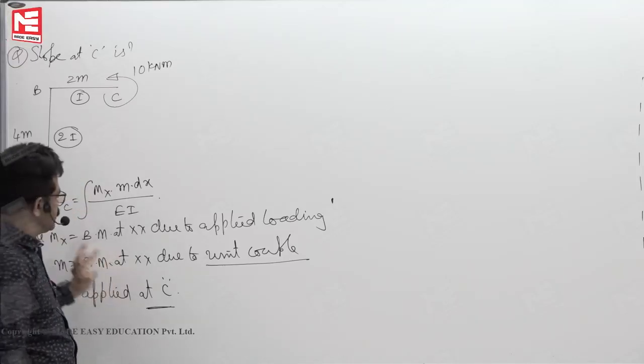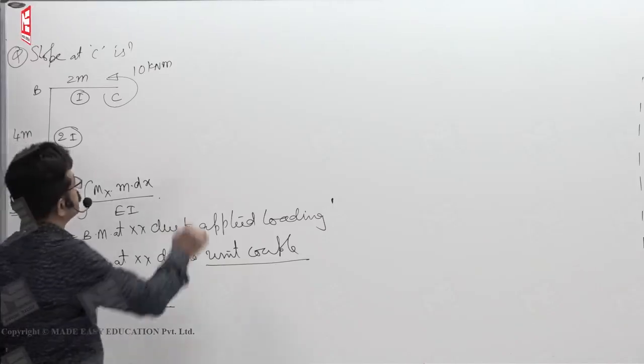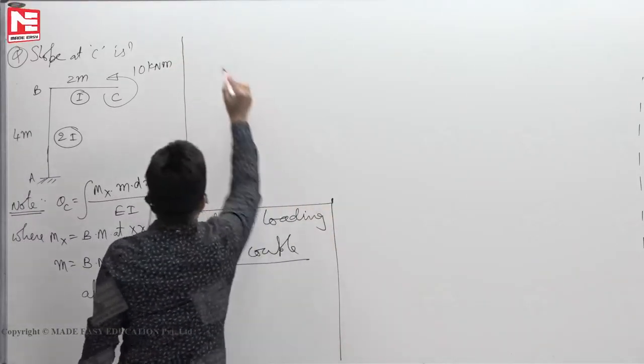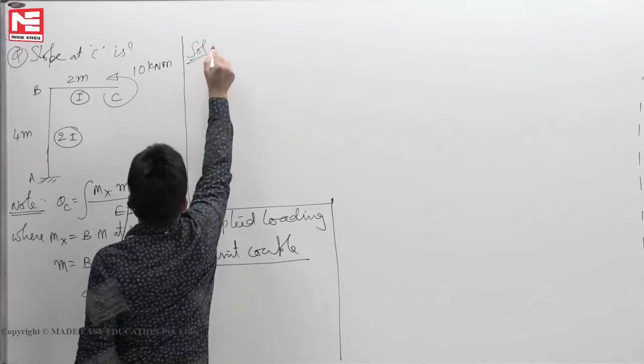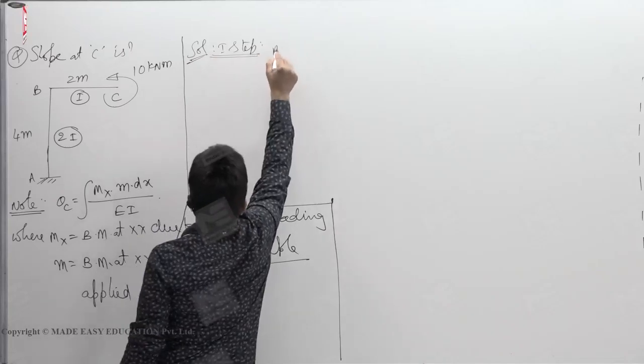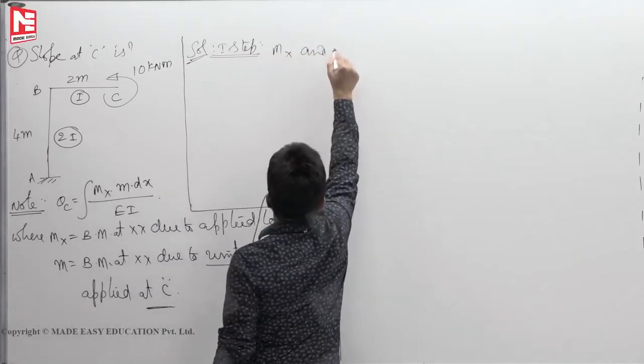So first step is you show in the diagram how to find Mx and m values. Second step, multiply them. So this is the solution. First step, Mx and m values.